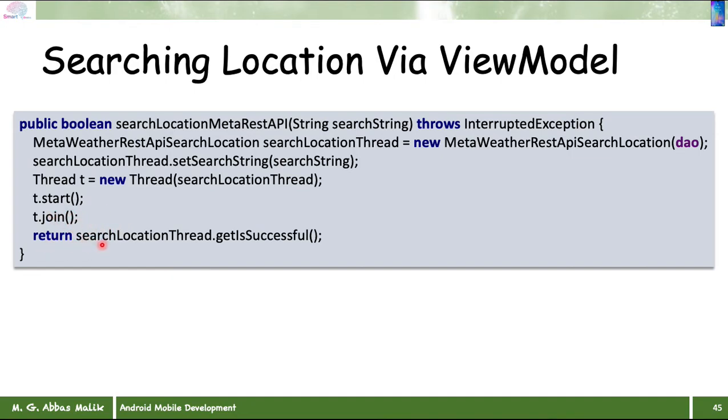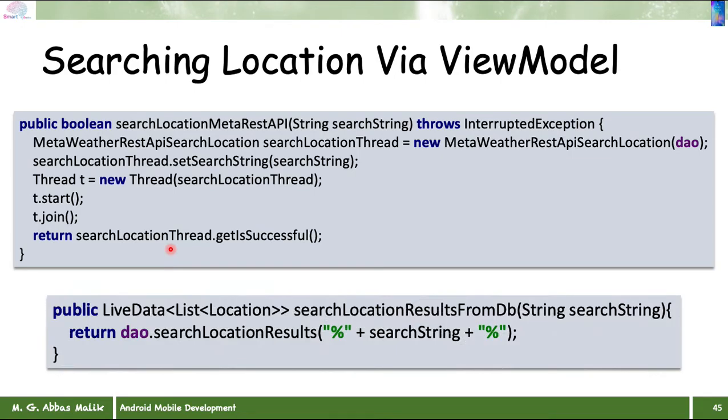But still we are doing it just to make things easier for us. Once that specific thread has finished its work, we return the search location thread's get is successful. This is the reason we are waiting for that thread to finish, because we say t.join, joining these two threads together. So it waits for that thread to finish the work, and then we return whether it was successful or not. By default it is false, until we have completed all the processes and turned that is successful object into true. Then it is returned back to the main activity which asked for this search process to be executed.